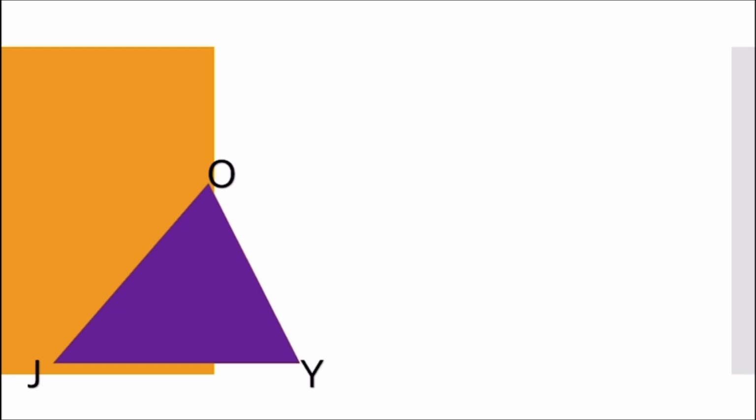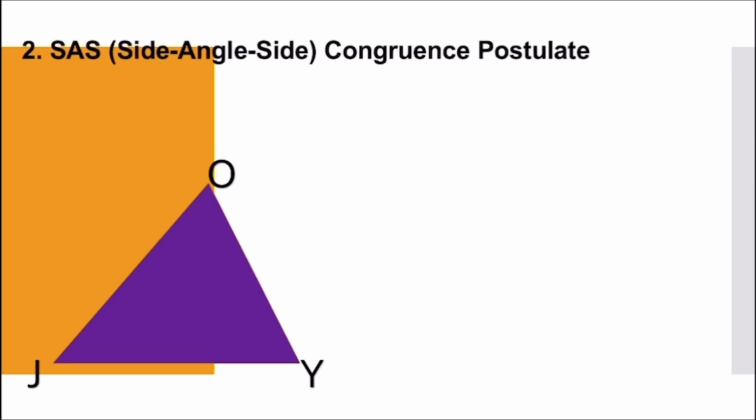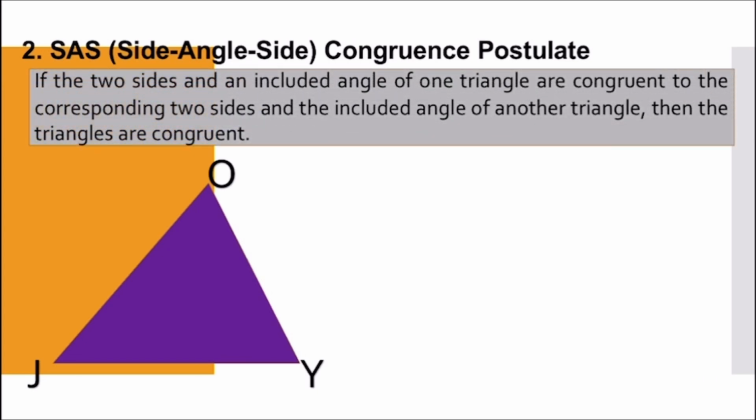Next, for our second congruence postulate, we have what we call the SAS, or the side angle side congruence postulate. Based on the definition, if the two sides and an included angle of one triangle are congruent to the corresponding two sides and the included angle of another triangle, then the triangles are congruent.